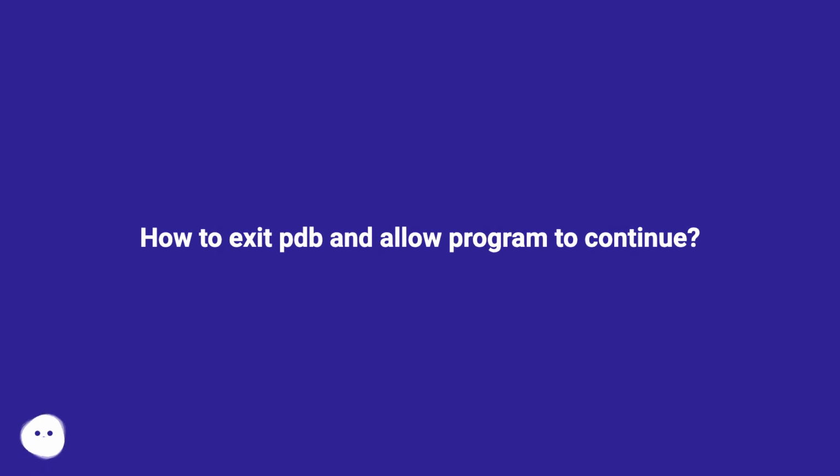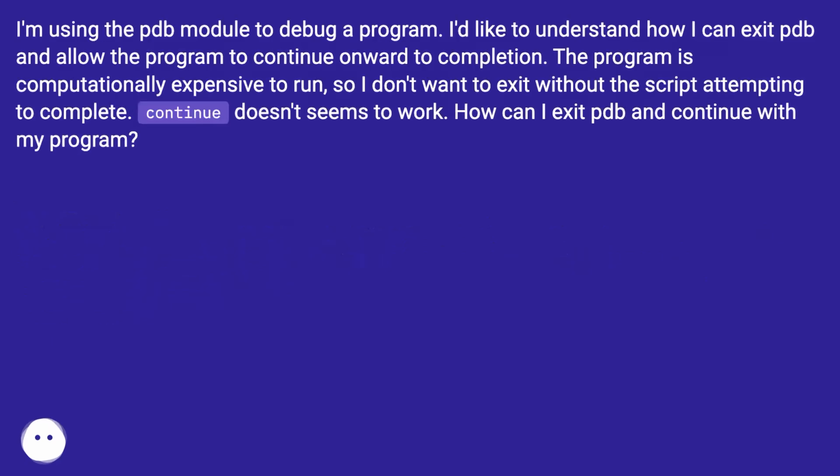How to exit PDB and allow program to continue? I'm using the PDB module to debug a program. I'd like to understand how I can exit PDB and allow the program to continue onward to completion. The program is computationally expensive to run, so I don't want to exit without the script attempting to complete.